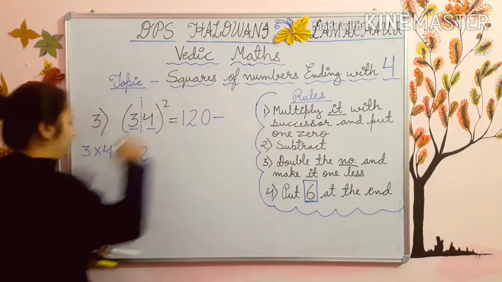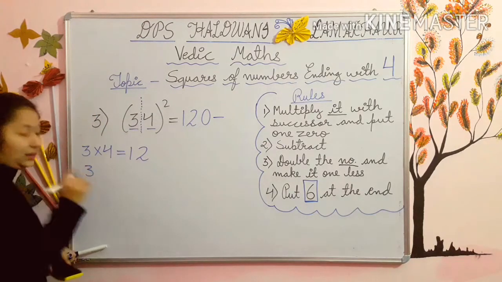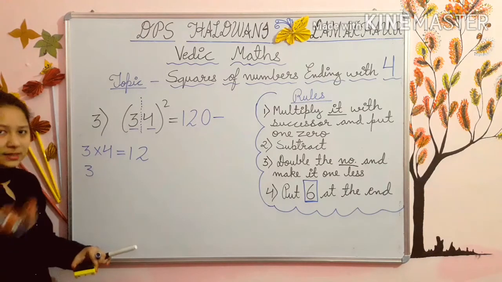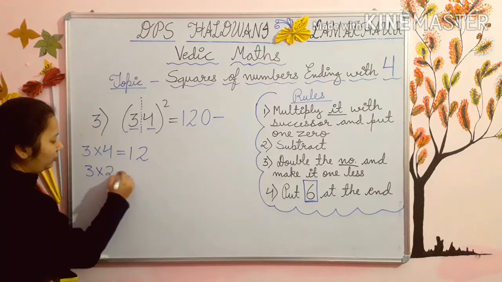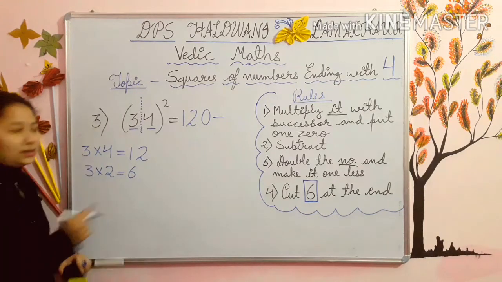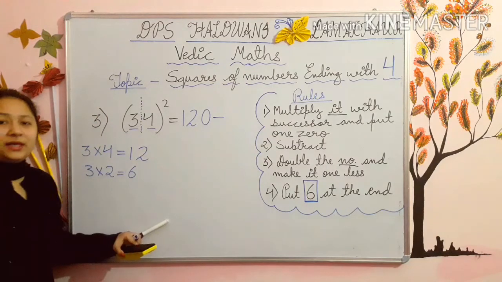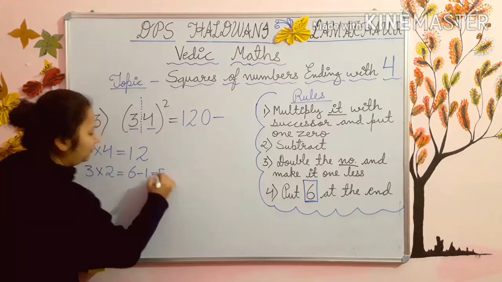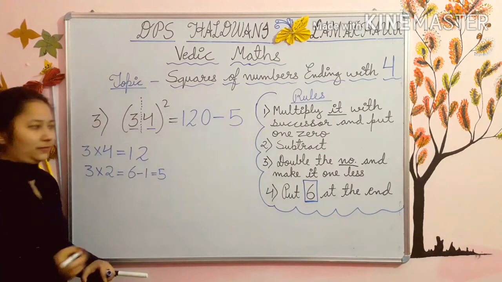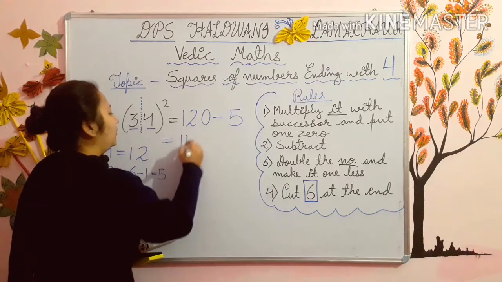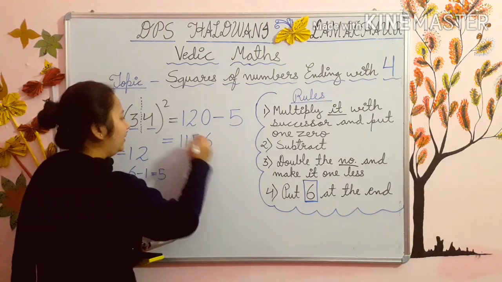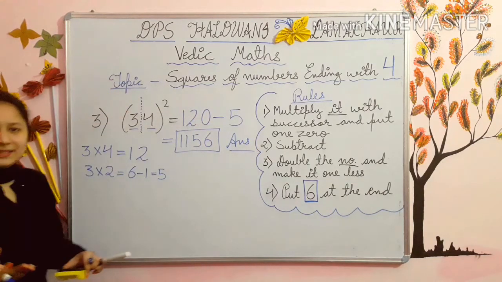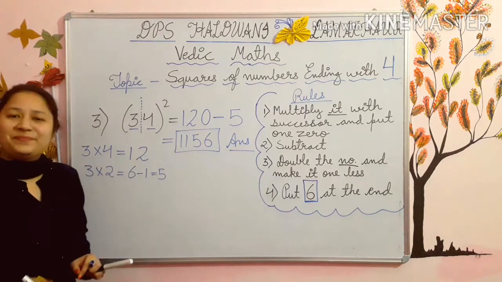After this, double the number. Double the number means the double of 3. Now, for double, again I am repeating, you can add it 2 times, like 3 plus 3, 6, or you can multiply it with 2. So, 3 2s are 6. Now, after doubling, you have to make it 1 less also. So, 1 less means subtract 1 from it, it's 5. Now, subtract it, it's 115 and put 6 at the end. So, this is your answer. Now, you can see how in some seconds I found the square of 34.